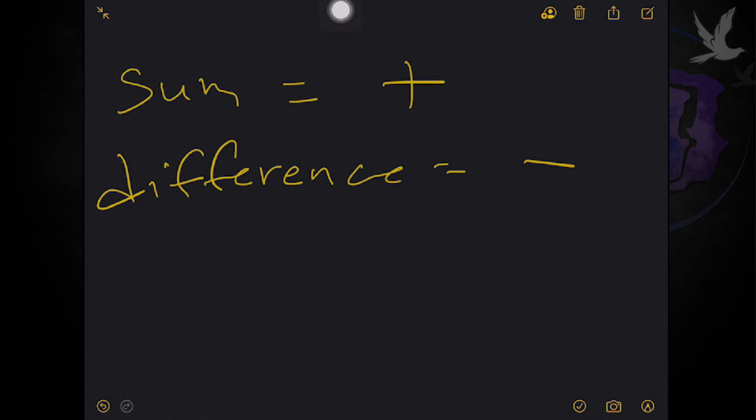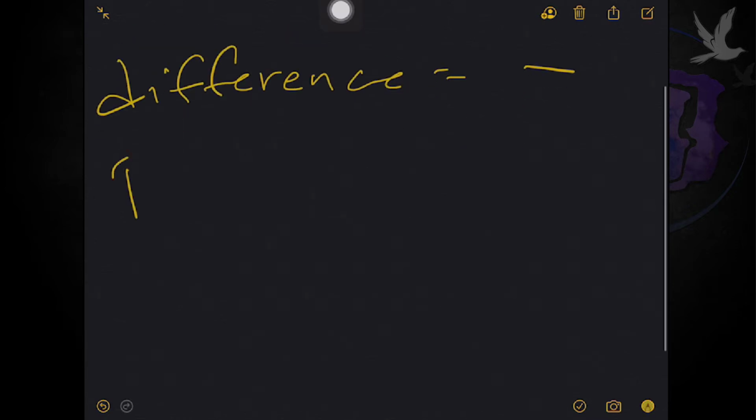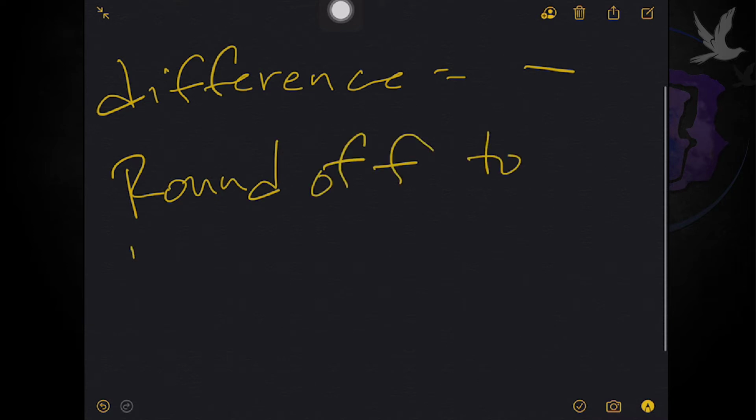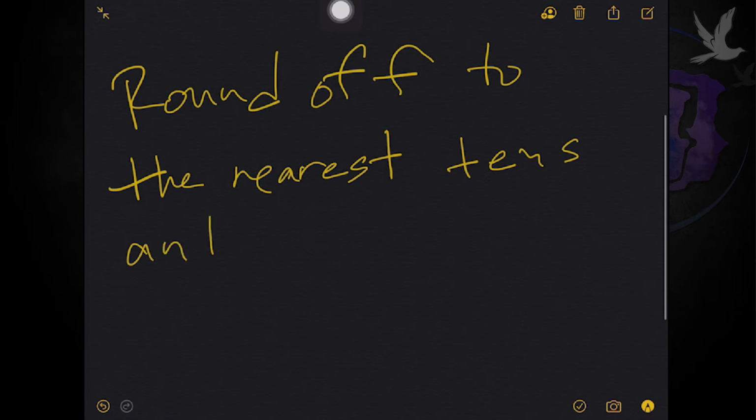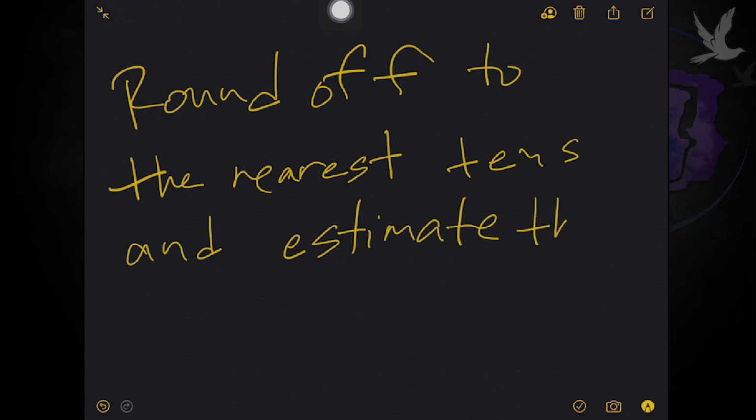So for pages 34, 35, and 36, you are asked to round off to a certain place value for numbers. For example, round off to the nearest tens and estimate the sum.